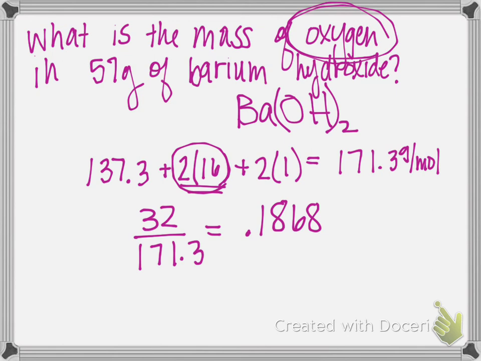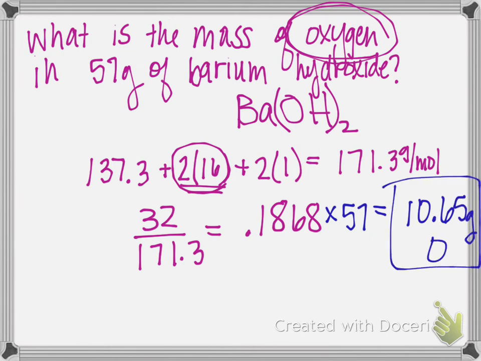Now we want to take that times our sample size, which is 57 grams, I believe. Is that what I said? 57, okay. So take that times 57, and I get 10.65 grams oxygen. Is that right? Yeah, okay. My answer on my sheet is wrong.